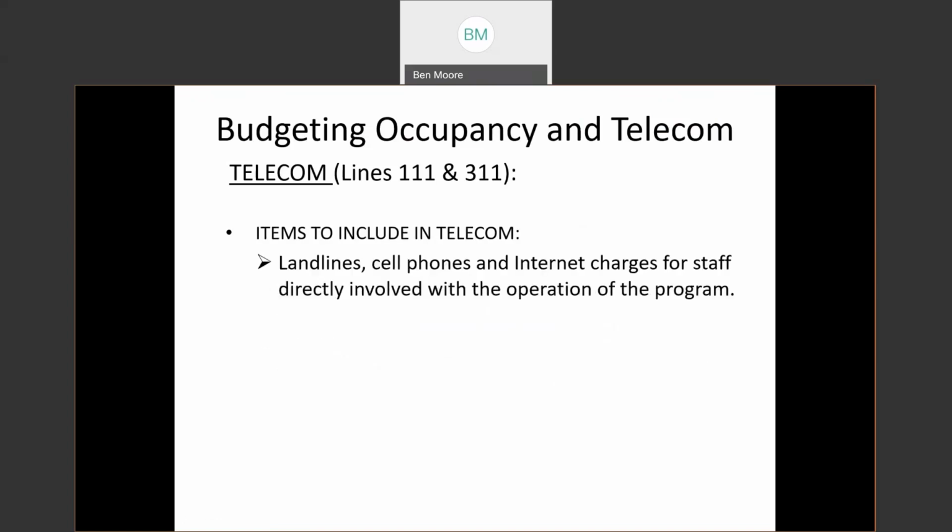And in general, the items to include in telecom, again, are landline, cell phones, and internet charges for staff directly involved with the operation of the program.